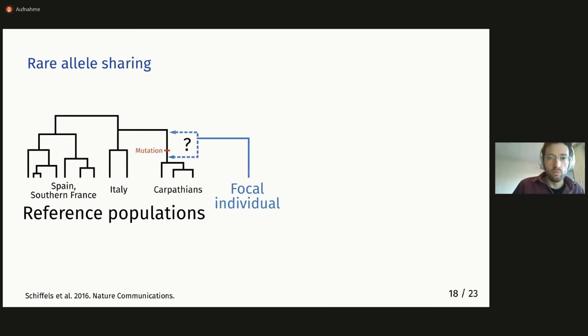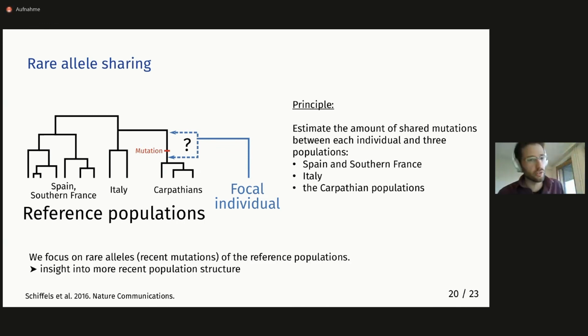So what we did also was to look at patterns of rare allele sharing. So basically here we've defined our three groups in a reference panel and looked at how each individual shared alleles with these groups of populations. And we focused on rare alleles, meaning that they contain a higher proportion of recent mutations. So basically this gives us an insight into the more recent population structure. And it's also interesting since we have so many of these rare alleles.